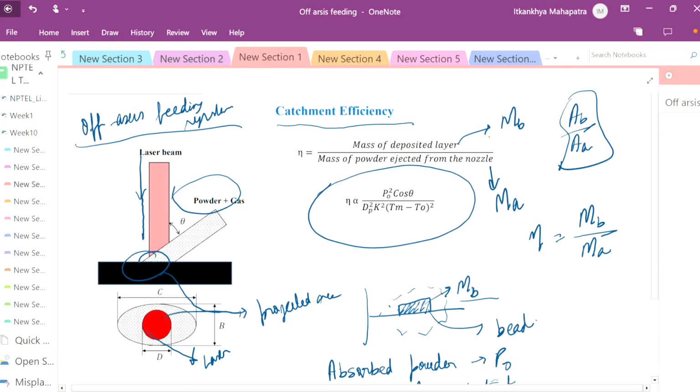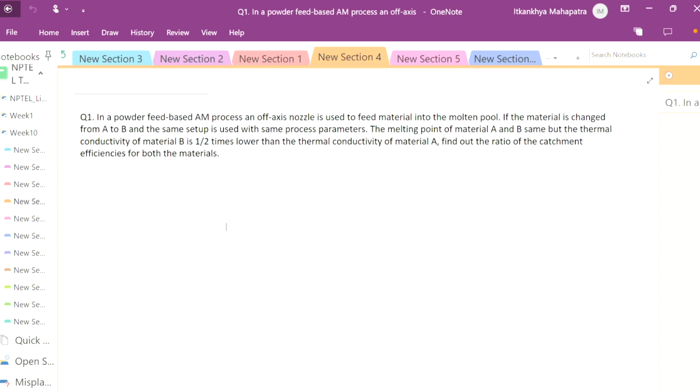Okay, now I'll go to a question from your assignment. I have changed some values, half I have changed. Okay, so this is the question. In a powder feed based additive manufacturing process, an off-axis nozzle is used to feed material into the molten pool. If the material is changed from A to B and the same setup is used with the same process. So suppose material is changed from mild steel, just an example I am giving, to titanium.